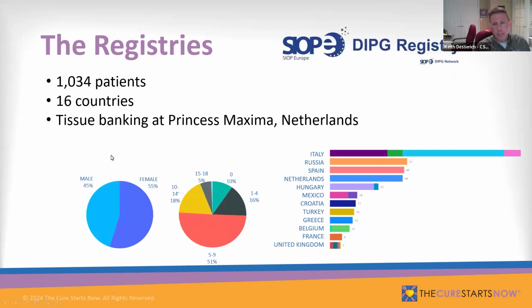The second registry that I spoke of is the European Registry, or the SIOP-E DIPG Registry. Here you have another 1,034 patients. We have 16 countries that are involved with it, and the tissue banking there is done at Princess Maxima in the Netherlands. Here again, we put the statistics that you can look at to get an idea of what makes up this type of registry.